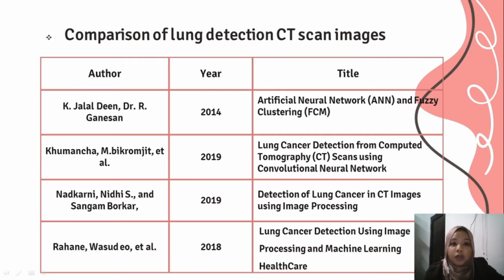This is the comparison of lung detection in CT scan images. There are several journal titles chosen, such as artificial neural network and fuzzy clustering. Lung cancer detection from CT scan using convolutional neural network. The third journal is very close to this project, which is detection of lung cancer in CT images using image processing. And the last journal is lung cancer detection using image processing and machine learning in healthcare.